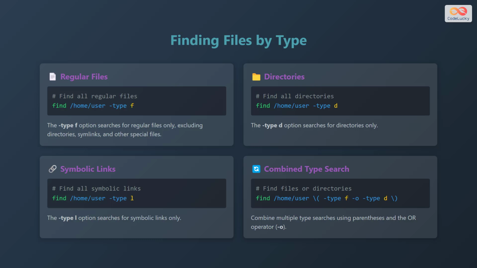To find all symbolic links, which are pointers to other files, you would use the command find /home/user -type l. The -type l option searches only for symbolic links. You can also combine multiple type searches using parentheses and the OR operator, -o. For example, find /home/user -type f -o -type d will find either files or directories.